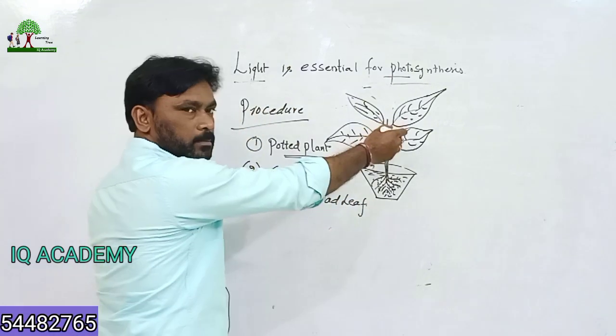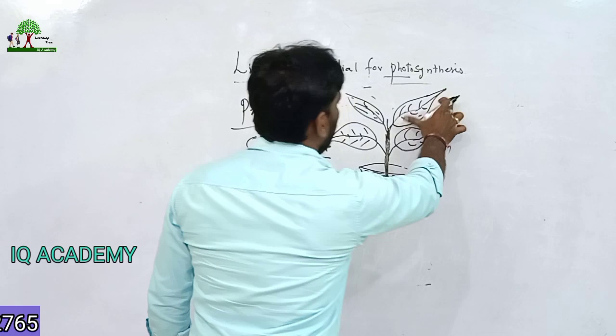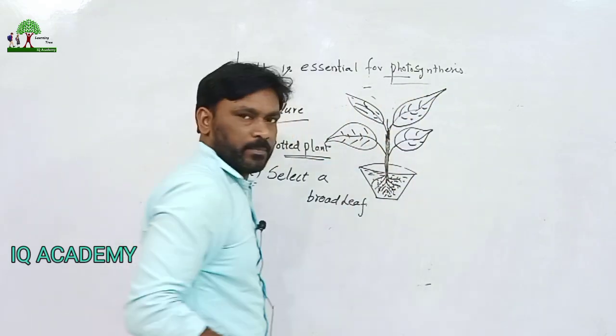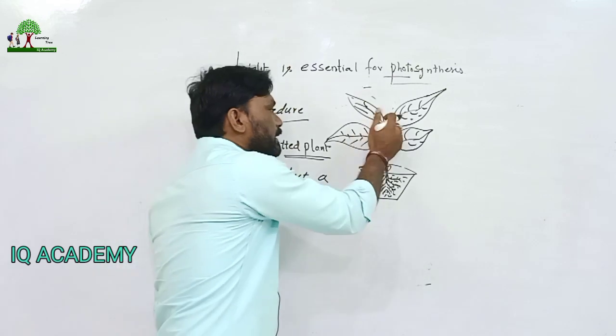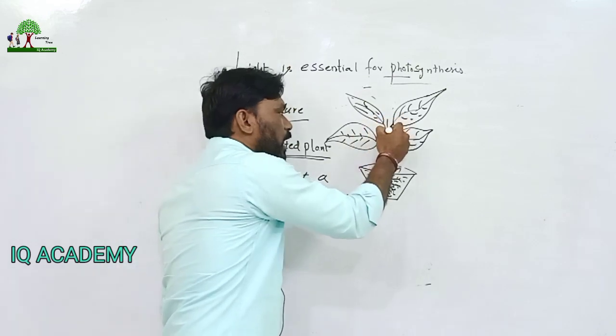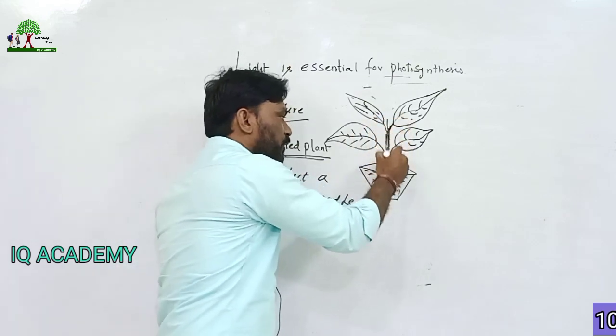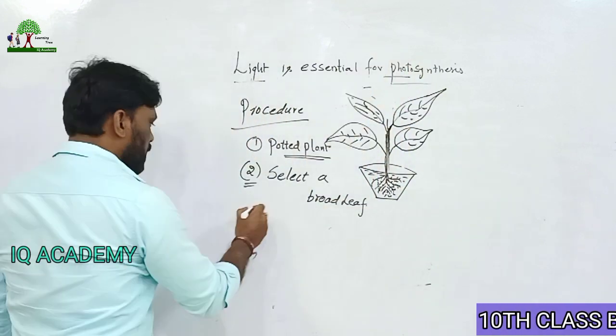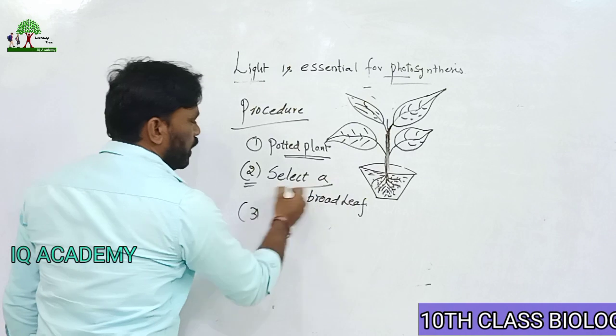Now in this plant, this is a broad leaf. This one is also a broad leaf. Now we have selected this leaf, and don't separate the leaf from the plant. We have to do this experiment when the leaf is present in the plant itself.